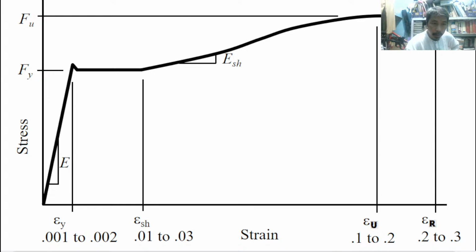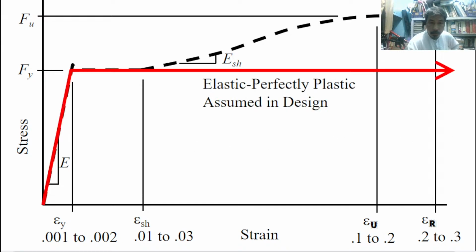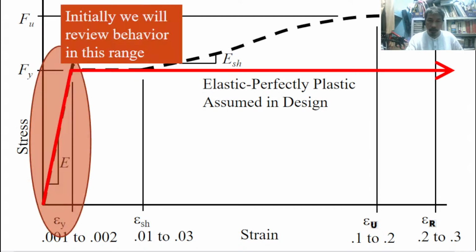So again, what happened? So for the ideal, just like what I've said, straight line, it's straight line. So there are two straight lines here. Going up with a slope of E and then horizontal. Okay, so that is the ideal condition. So using therefore the magnitude Fy as our main value. Okay. Then initially we will review behavior in this range, okay, elastic region.